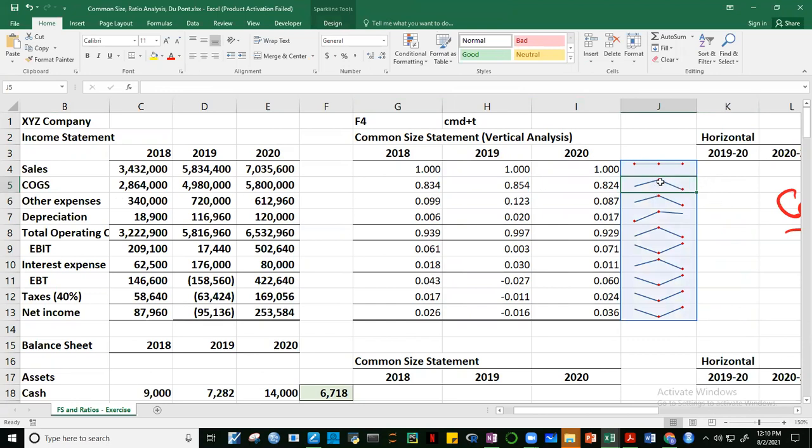Kasi may high point at saka low point, no? You can see here that the cost of goods sold ratio, pinakamataas siya noong 2019. Okay, pero pinakamababa siya noong 2020. So there was a marked improvement, guys, no? Sa cost ratio, yung cost of goods sold. Okay, and then also total operating cost, pinakamataas din siya in common size terms, ibig sabihin in terms of ratio, no?